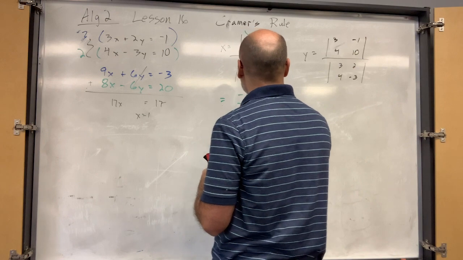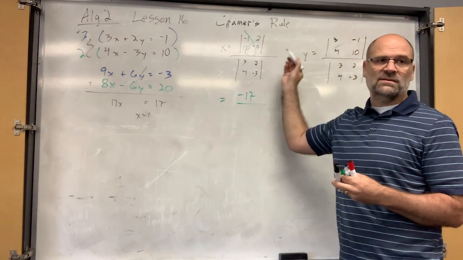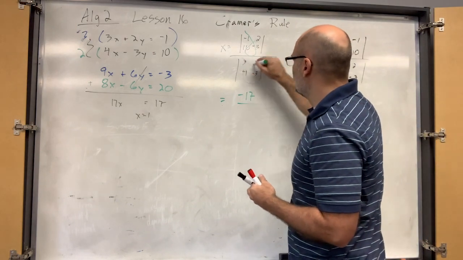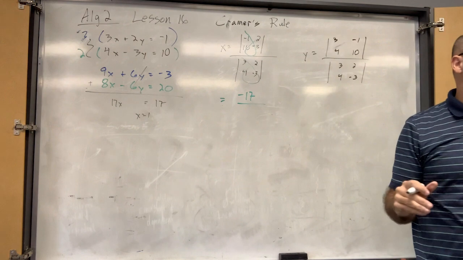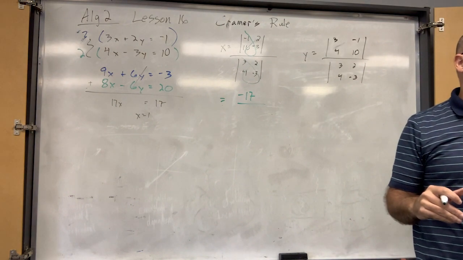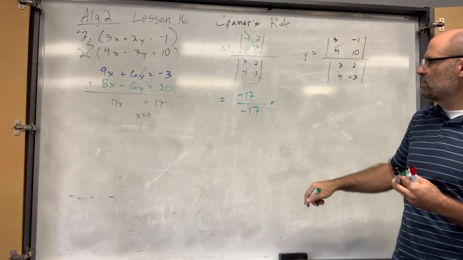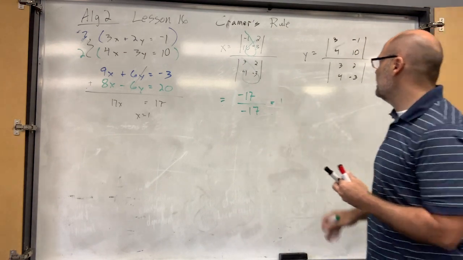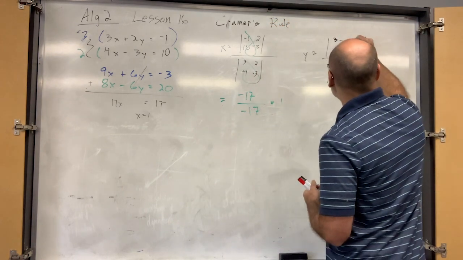Okay, all over, what's negative 9 minus 8? Negative 17. What's negative 17 over negative 17? 1. Okay. All right, let's do this stuff here.